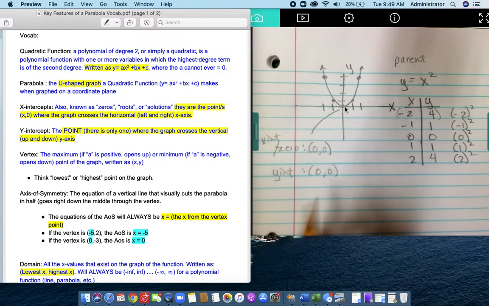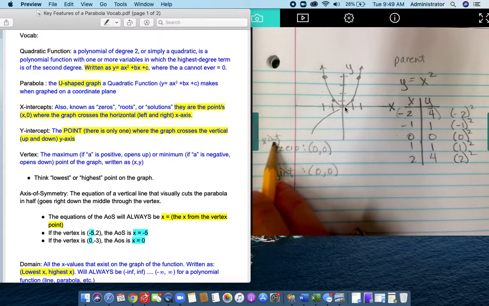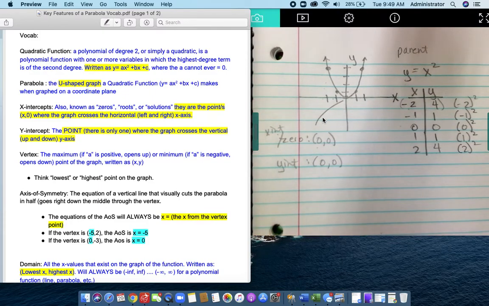It isn't always the same as our 0 or x-intercepts, but sometimes it is. It is in this case. The vertex is the maximum or minimum point on the graph. So maximum, think highest. Well, the highest right here, it goes up forever, so technically there is no highest. Or minimum point of the graph. So I do have a minimum point, and it's right here.